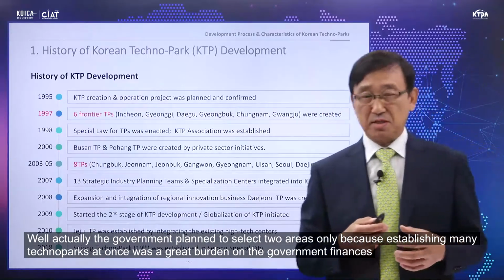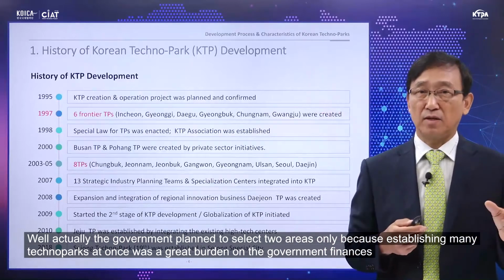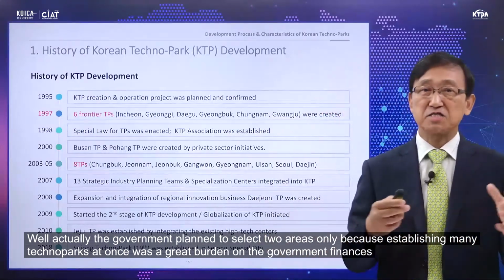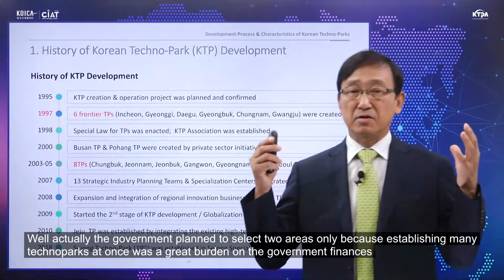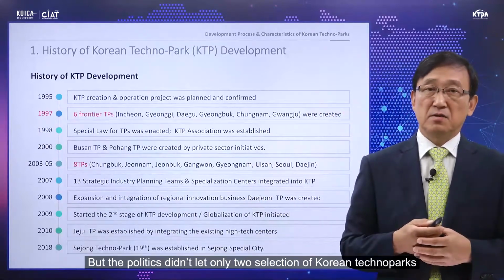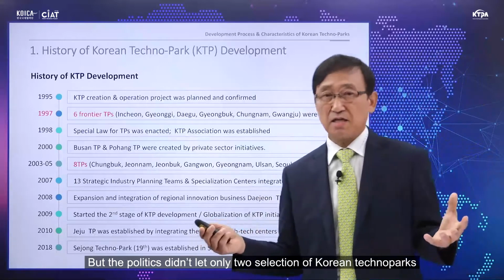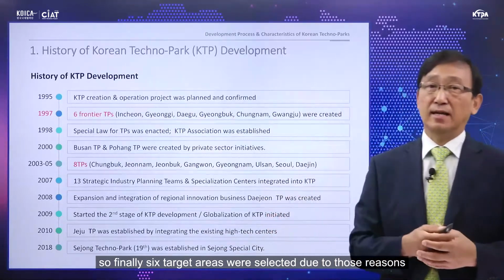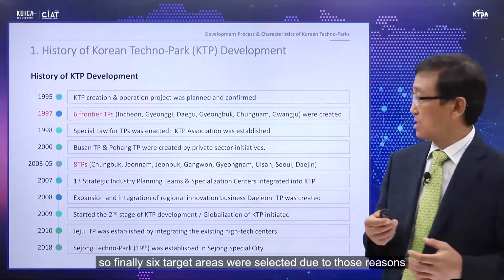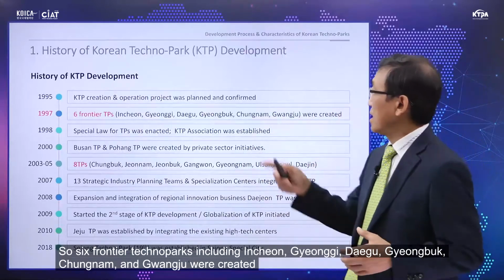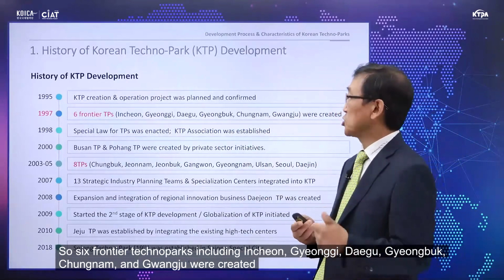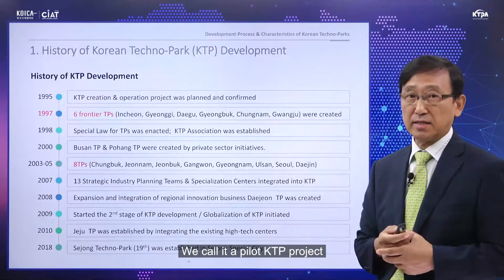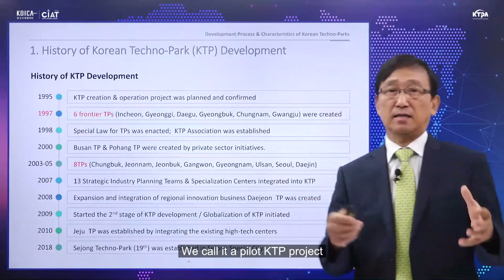Actually, the government planned to select only 2 areas, because starting the establishment of Korea Technoparks at the same time in too many areas was a great burden for government finances. But the politics didn't let them select just 2 of those Korea Technoparks. Finally, the 6 target areas were selected: Incheon, Gyeonggi, Daegu, Gyeongbuk, Chungnam, and Gwangju. So we call it the pilot KTP project.